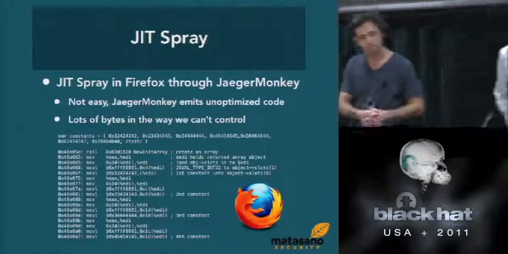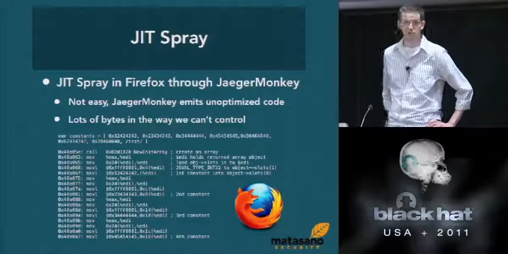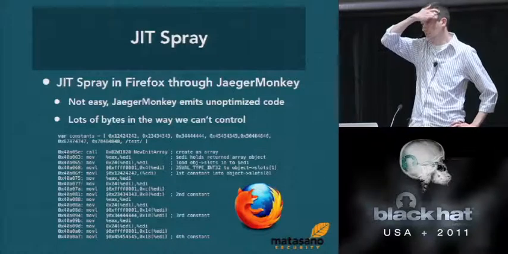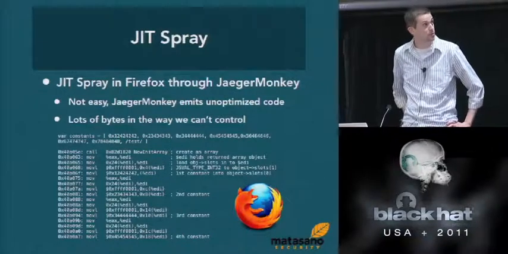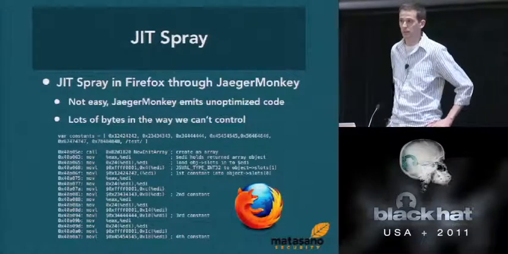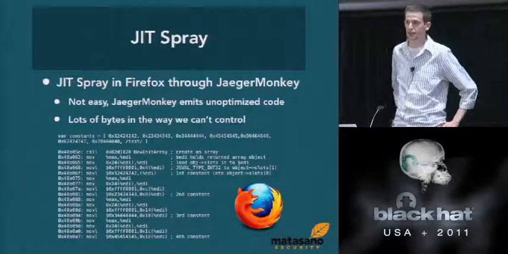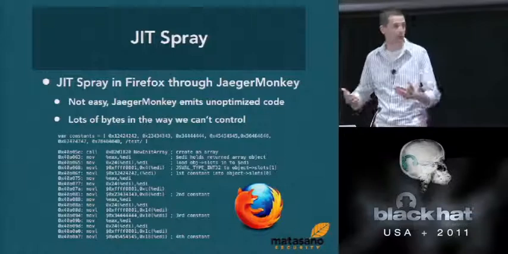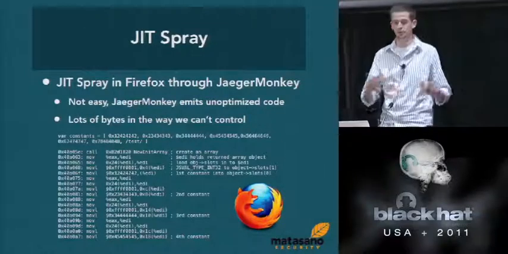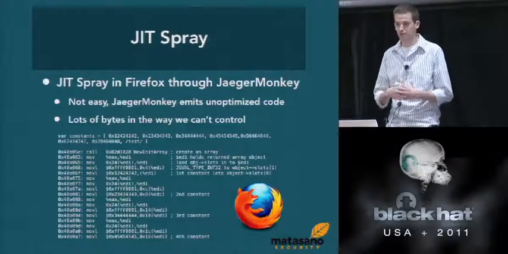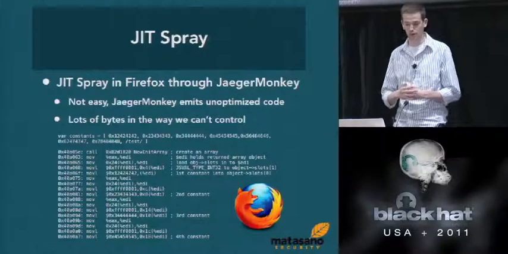So we took a stab at implementing JIT spray in other JIT engines. And we came to the realization that it really depends on the type of JIT engine. For example, JagerMonkey does not produce very highly optimized code, and that's by design, right? It's not meant to emit optimized code. It's meant to emit native code as fast as possible for whatever JavaScript it's been given. So trying to do JIT spray on this is very, very difficult, as you can see.